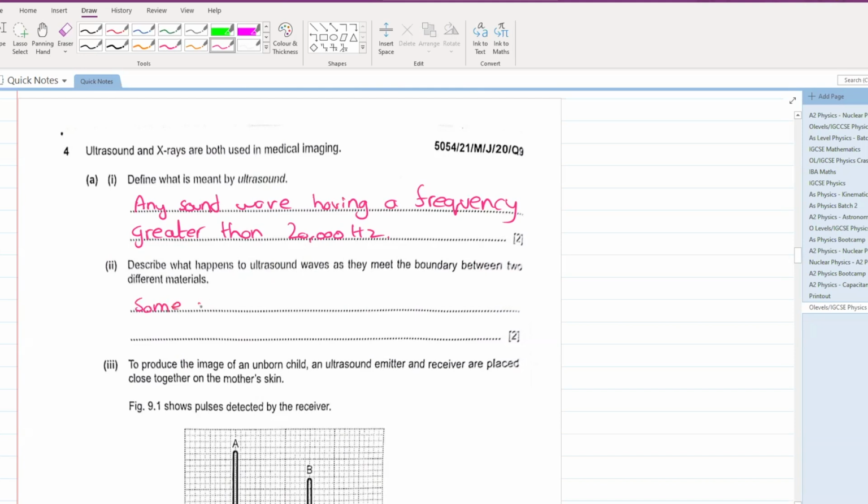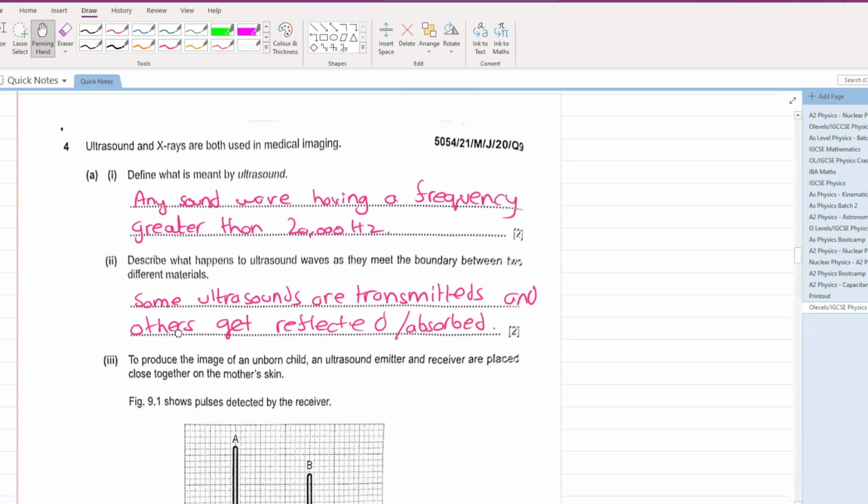Describe what happens to ultrasound waves as they meet the boundary between two different materials. Some ultrasounds are transmitted and others get reflected, or you can say absorbed. Simple as that. Let's move ahead.